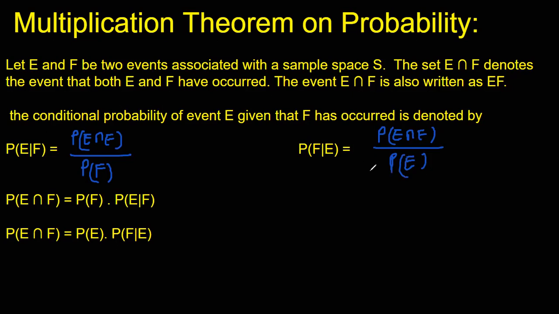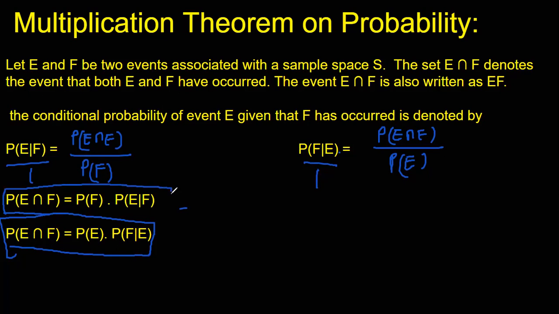Now from this result, we can write the same result by cross multiplying these two things. So we can write P(E ∩ F) into 1, that is P(E ∩ F), is equal to P(E) into P(F|E). And also, cross multiplying the other one, you get P(E ∩ F) is equal to P(F) into P(E|F).